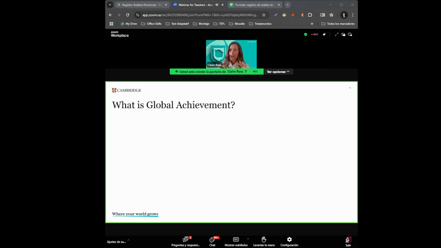Now, I mentioned the global achievement criteria before. I'd like to ask you this question. What do you understand by this term? When the assessors are assessing global achievement, what does that mean? What are they looking for?